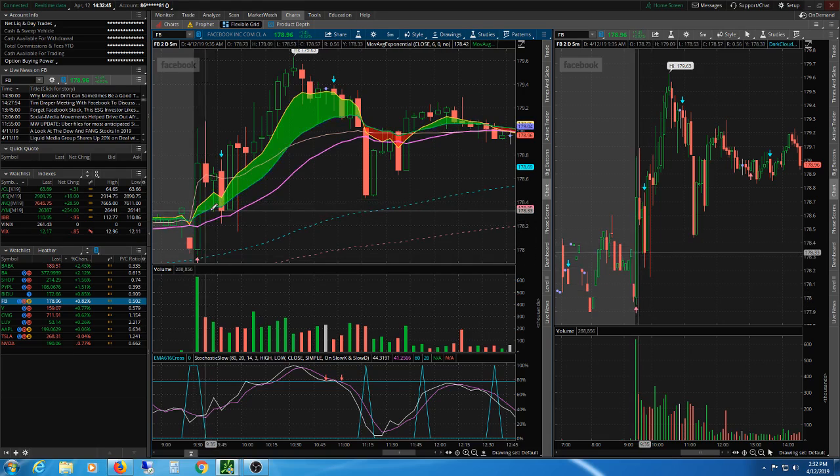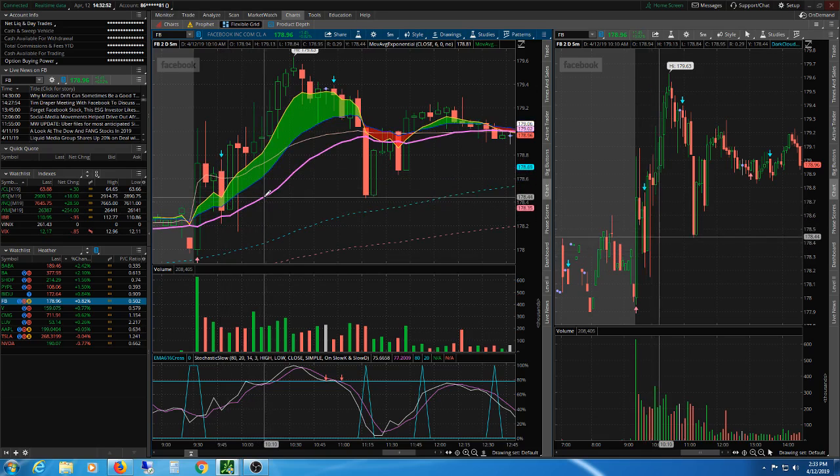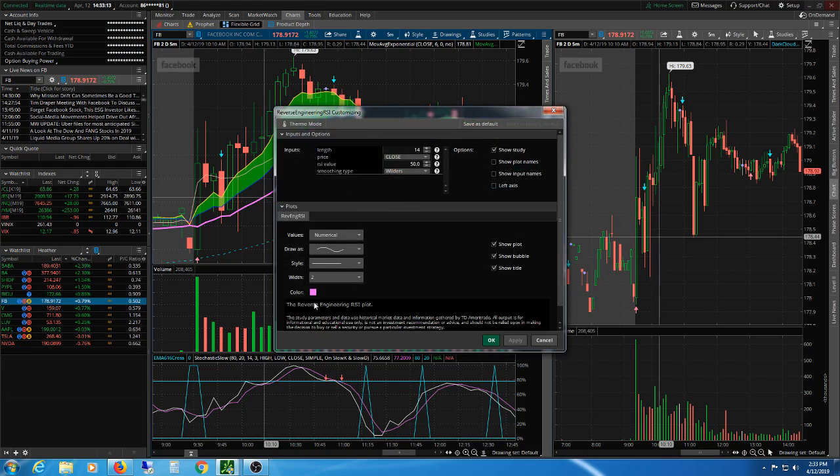So here we had a bearish engulfing candle, and it came down to this reverse engineering RSI, which is in thinkorswim. I don't know if other platforms have this or not, but it's in thinkorswim by default. It's called reverse engineering RSI. I left the default setting with 50. You can see here, this is the default settings. All I did was make the line a little bit wider. I made it a 2 and I made it purple. Other than that, I didn't change anything here.